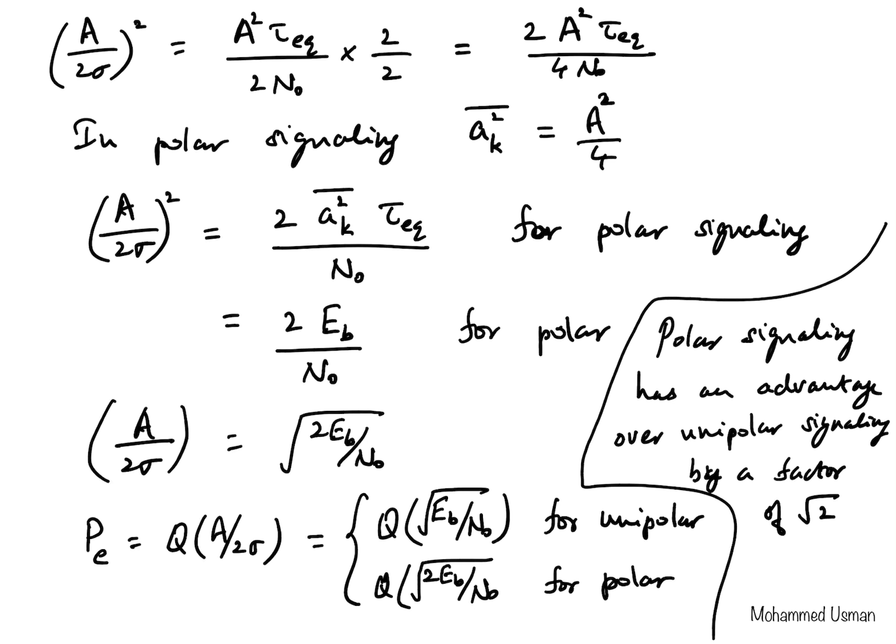So as I said earlier, A by 2 sigma is a measure of the signal to noise ratio. It is an indicator of the signal to noise ratio, but it is not the signal to noise ratio itself. So we want to give an expression or relationship between this term A by 2 sigma and the signal to noise ratio, which is SR by NR. Later on we are going to use that relationship in solving some numericals.